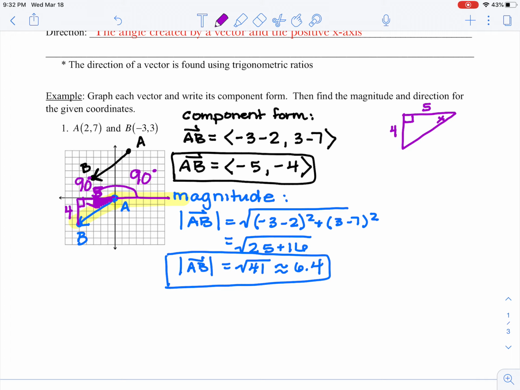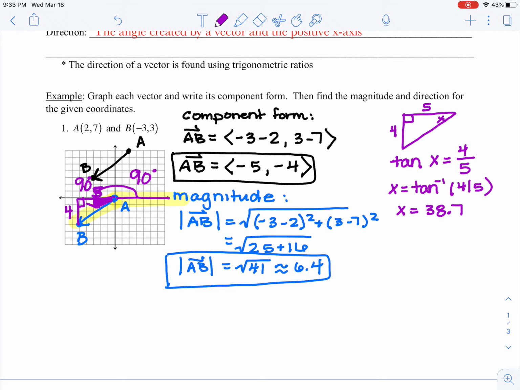If you think of SOHCAHTOA, here we have opposite and adjacent, so we can use the tangent function to create an equation. The tangent of x degrees equals opposite, which is 4, over adjacent, 5. Remember that we're solving for an angle, so we have to use our inverse function. So now x equals tangent inverse of 4/5. And when you type that into your calculator, remember to make sure that you're in degrees. You should get that x is about 38.7.